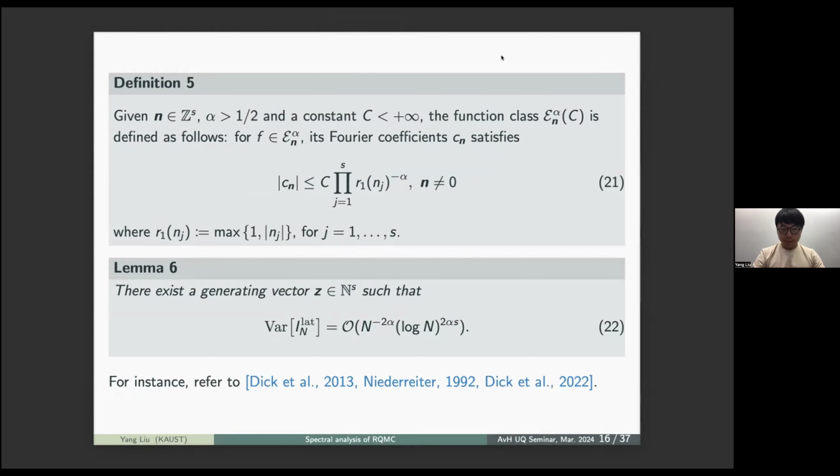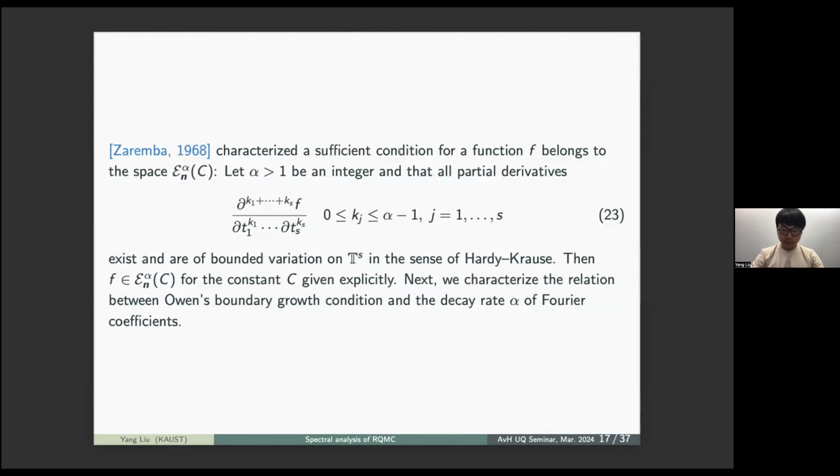So now we want to answer the question: what kind of function has this kind of Fourier series decay? In the literature, Zaremba characterized a sufficient condition for the function f to belong to this space. He considered that when alpha is an integer, and all of these partial derivatives with these powers k that are less than or equal to alpha minus 1. So suppose alpha equals 2, then you have these mixed first order derivatives. If these exist and are of bounded variation in the sense of Hardy-Krause, then you can have this f inside this class. And we want to characterize the decay of these Fourier coefficients and Owen's boundary growth condition.